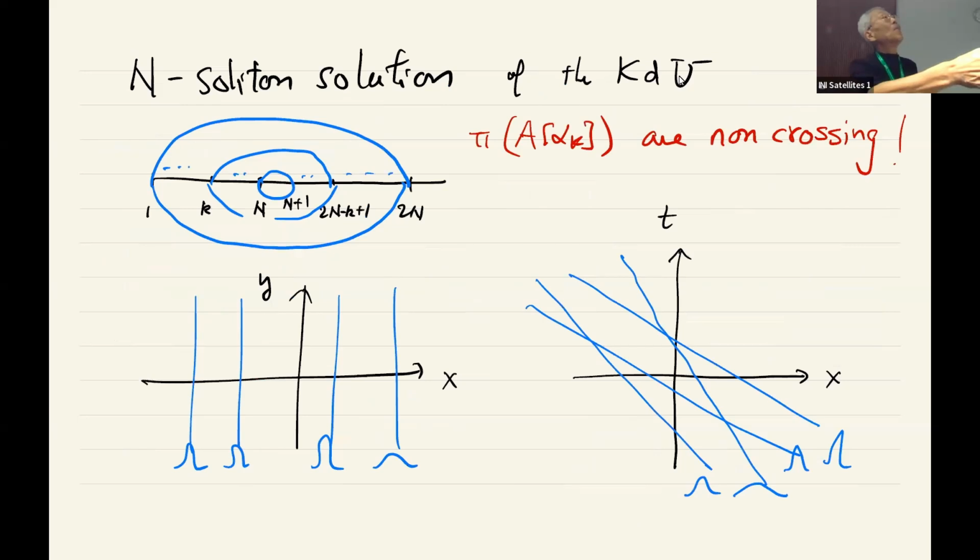Right? So you have 1 chord, 2 chords, and n chords here, and as they are not crossing, then you can automatically get this. And in the y direction, there is no y in the KdV, and they are here. And everything propagates in the left direction. Right? And this is our picture.